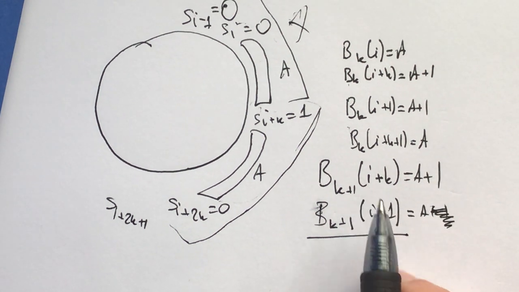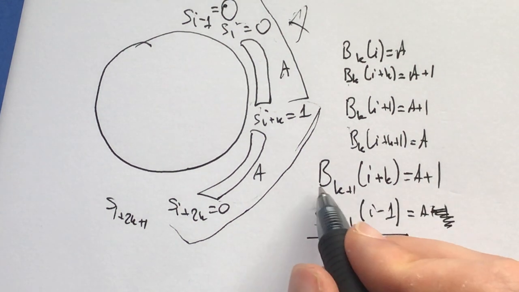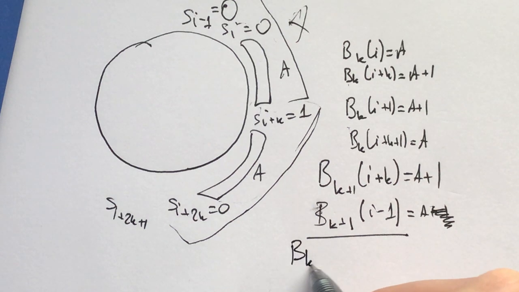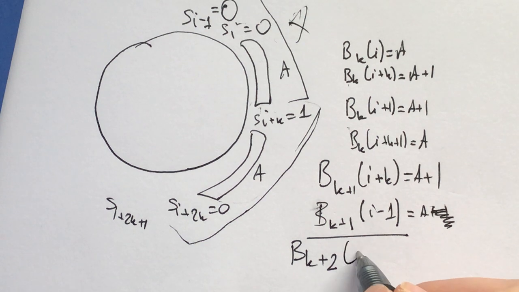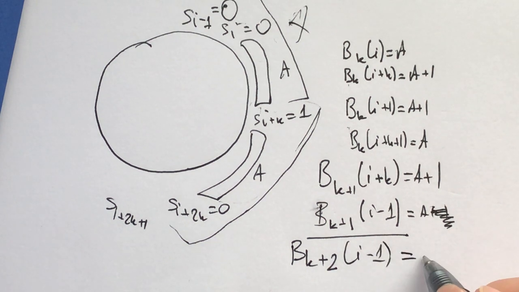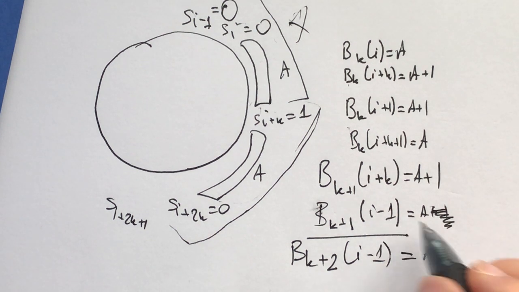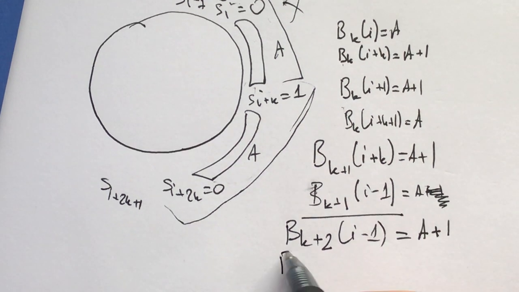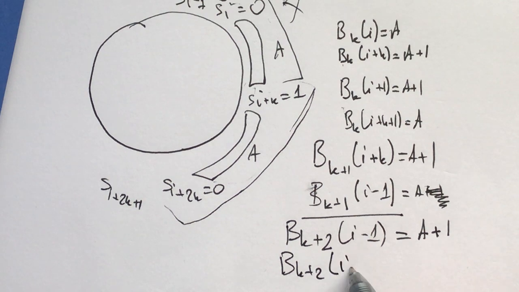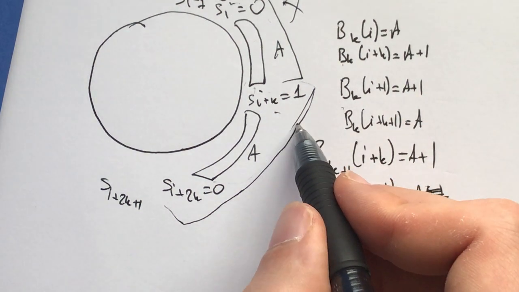So now, with that in mind, if we just push this, starting from i minus 1, we say b of k plus 2, starting at i minus 1. This sum here is going to be equal to what? It's going to be a plus 1, but the sum starting b_{k+2} of i plus k plus 1. So it's the one starting from here.